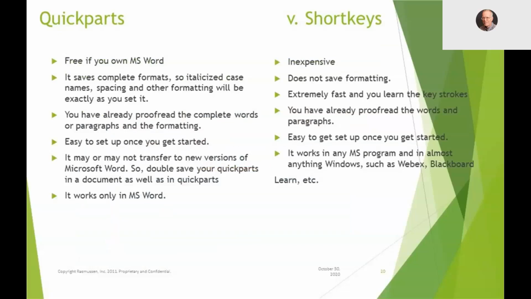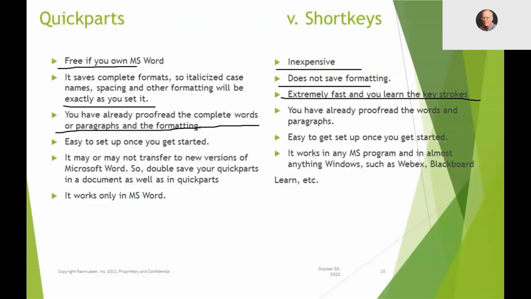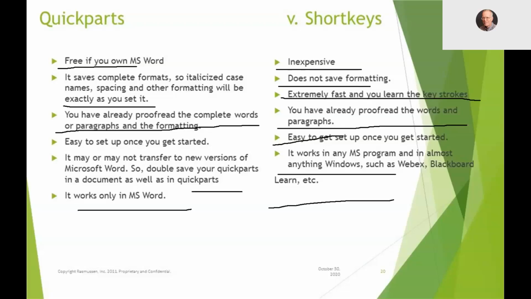Quick Parts is free if you already own Microsoft Word. Shortkeys is inexpensive. Quick Parts saves formatting. Shortkeys does not. This one, you already proofread the formatting and so on. This one's extremely fast, and you learn the keystrokes. The words and paragraphs in Shortkeys, of course, are correct once you've got them corrected and set up. Both are easy to get set up once you get started. Both of them will be outdated at some point, so you kind of want to keep track of what you put in it.